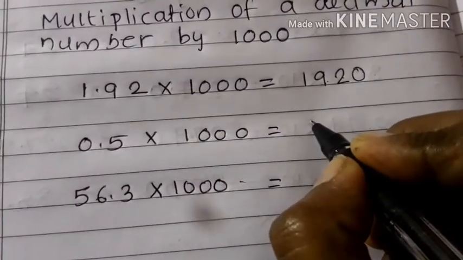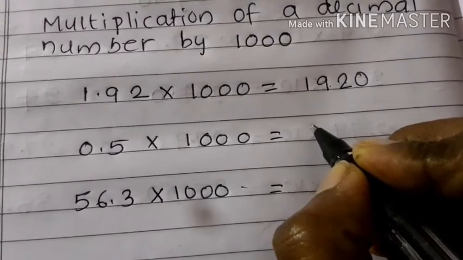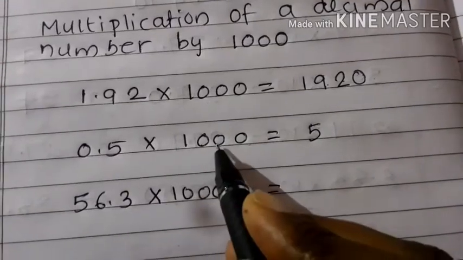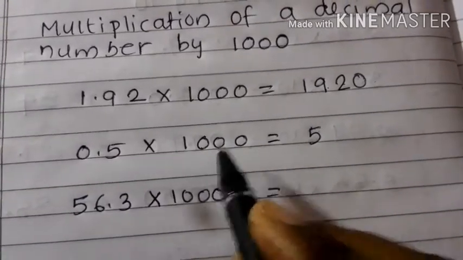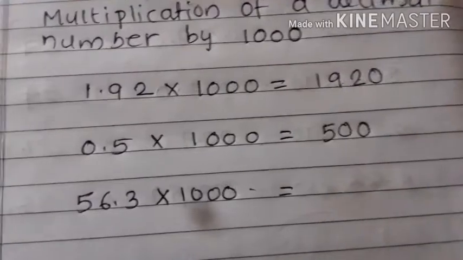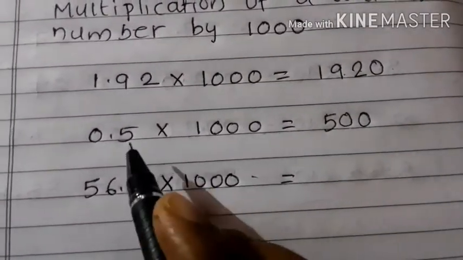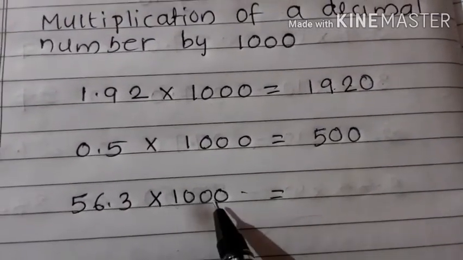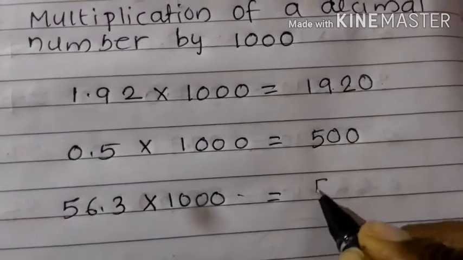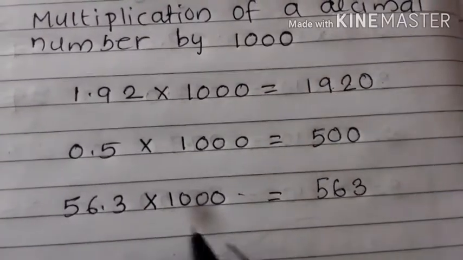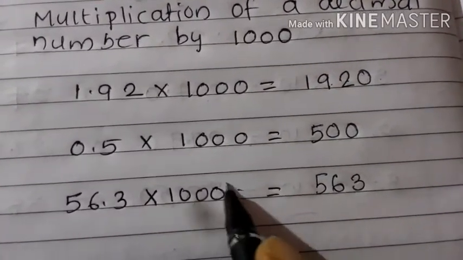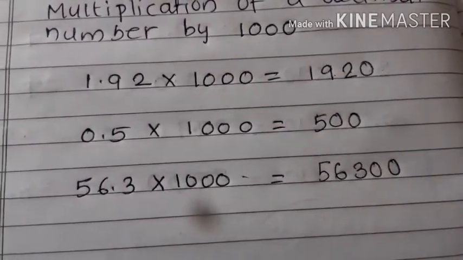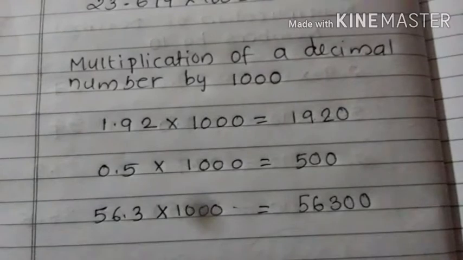Next one 0.5 multiplied by 1000. 1000 has 3 zeros. So here 1 digit is there. Then put 2 zeros to the answer. So 500 is the answer. Then next one 56.3 multiplied by 1000. 1000 has 3 zeros. 56.3, only 1 digit is there. Then 2 zeros we add. So the answer is 56,300.